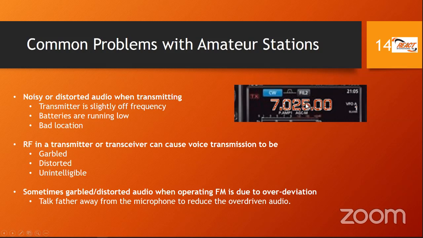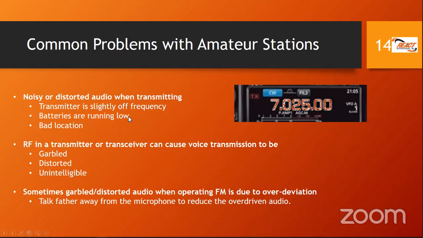Or you might have inadvertently not locked the VFO knob and you or someone else just touched it slightly. And when you examine it, you're seeing 7025.03, you're off frequency. So you just put it back on frequency. But if you're off frequency, that is one reason you can sound distorted. Also, if you're using batteries for your transceiver, it could be a handheld device or your base station using batteries. If it's running low, that can cause noisy or distorted audio when you're transmitting.